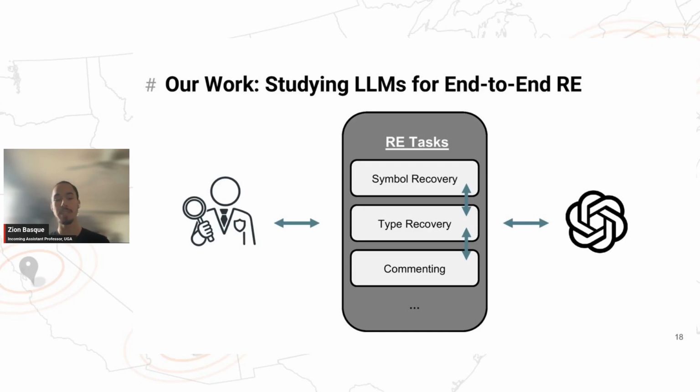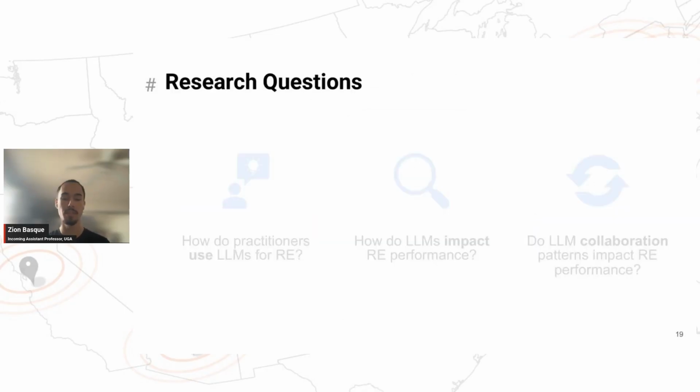So we wanted to investigate this higher level process, because we know from experience that when you're recovering a symbol, this is not actually an independent task. You also recover types. You also recover comments, i.e., this process of reverse engineering is iterative by nature. And so we wanted to study how all of these intertwine with each other and how it changes when a large language model gets involved as a teammate to help a human reverse engineer software.